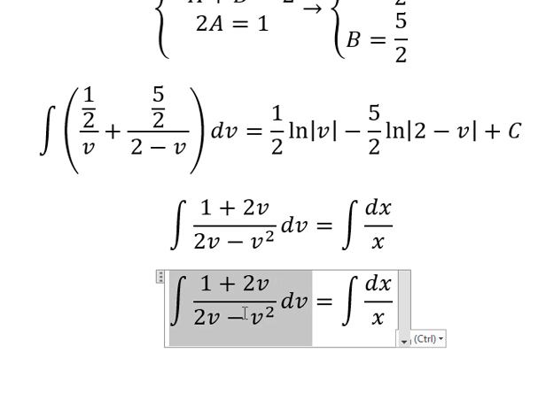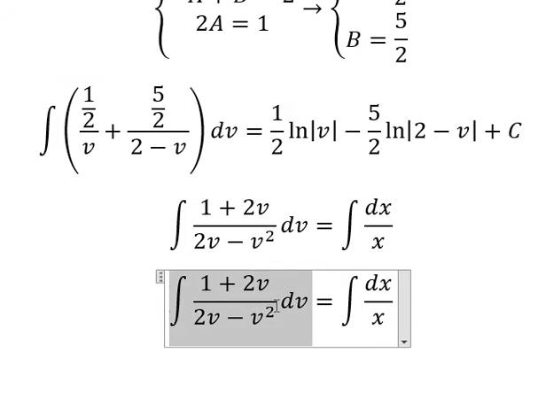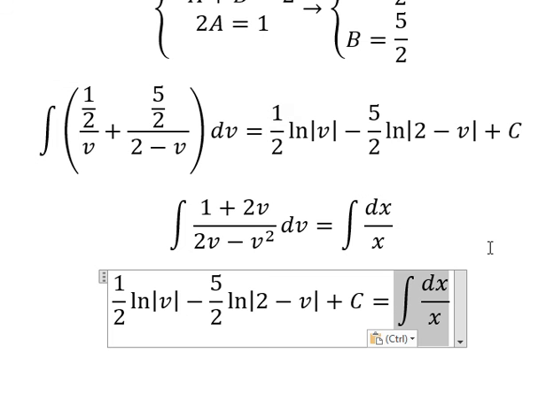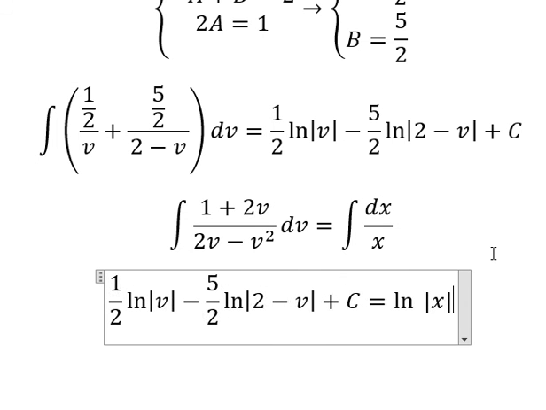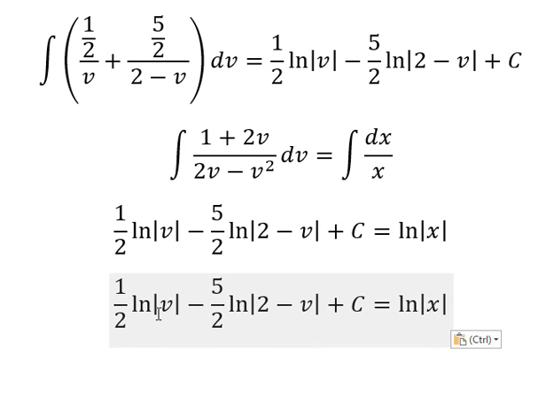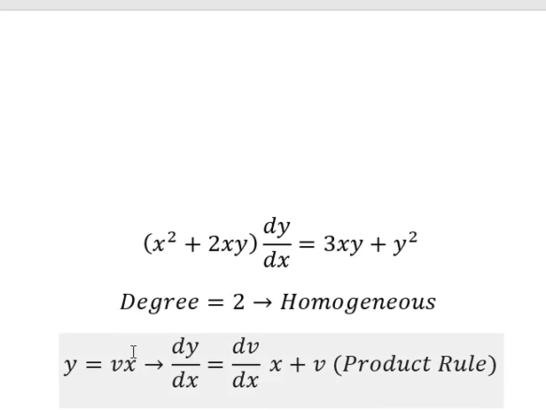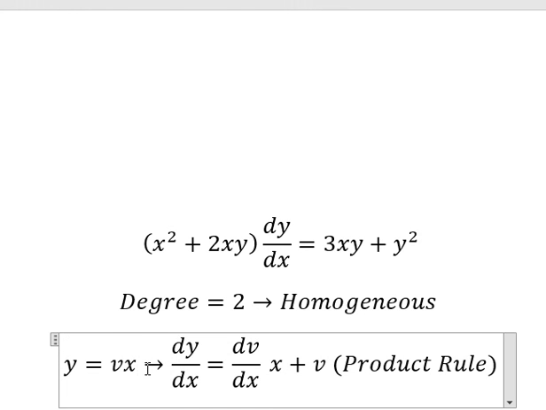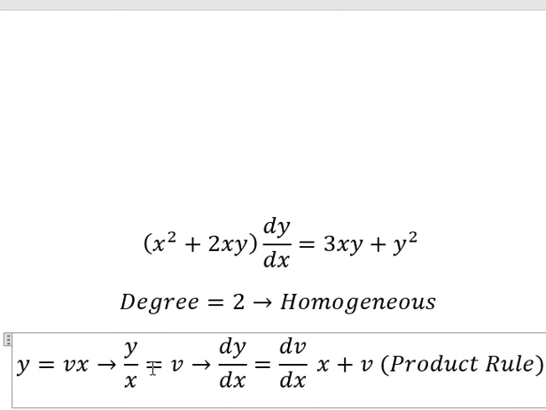The integration of this one, that is about this one. The integration of this one, we have ln of the absolute value of v. About v, that is about this one. So we divide both sides by x. And now we need to change v into this one.